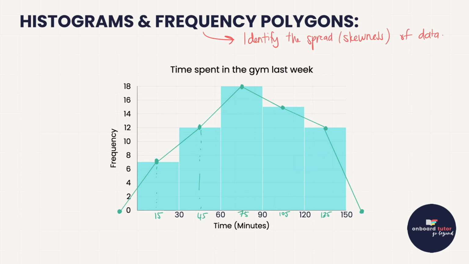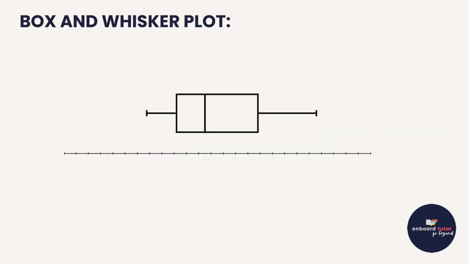But before we get into the nitty-gritty of how to actually describe the spread or the skewness of data, let's take a moment to refresh our memories on the box and whisker plot, because that is often where skewness gets tested. Okay, hopefully you can remember from grade 10, this is what a box and whisker plot looks like. It is essentially 2 boxes joined by 2 little lines.